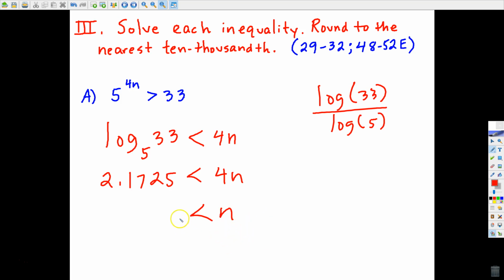See, Whitney, tell me what you got for that. 0.5431. So this says 0.5431 is less than n, or if you prefer, you can turn that around and say n is greater than 0.5431. But this is the big takeaway. You need to make sure you remember that, make yourself a note. When you rewrite in log form, make sure your inequality matches what the original exponential inequality says.